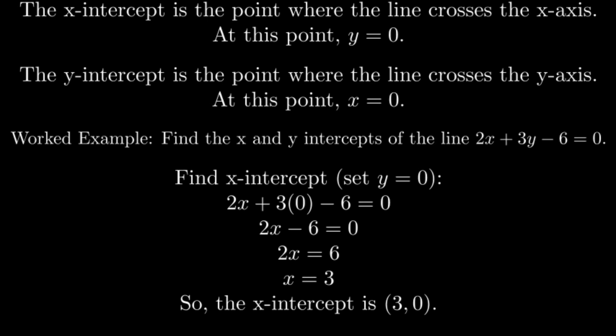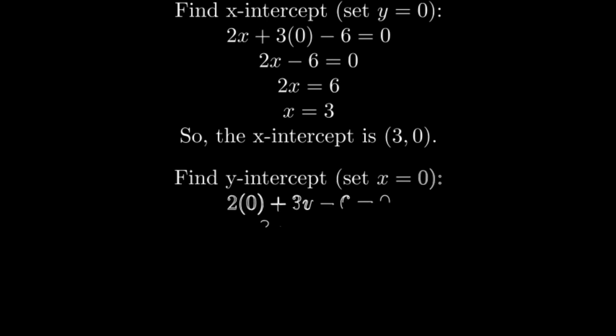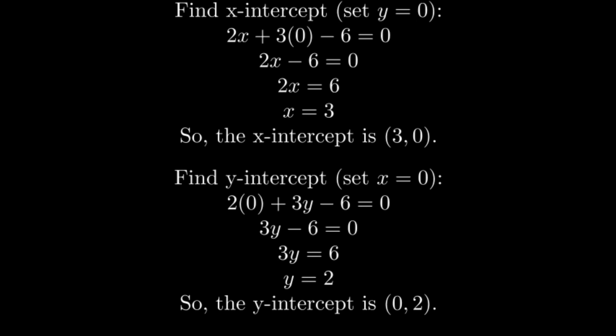Now for the y-intercept, we set x equal to 0. Substituting x equals 0, we get 2 times 0 plus 3y minus 6 equals 0. This simplifies to 3y minus 6 equals 0. Adding 6 to both sides gives 3y equals 6. Dividing by 3, we find y equals 2. So the y-intercept is the point (0, 2).